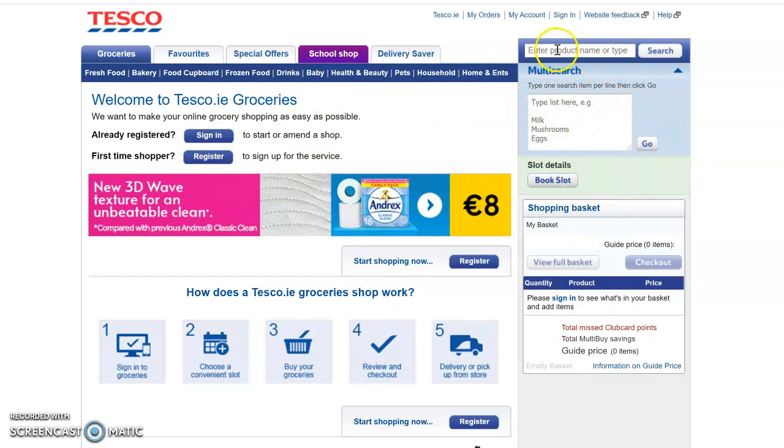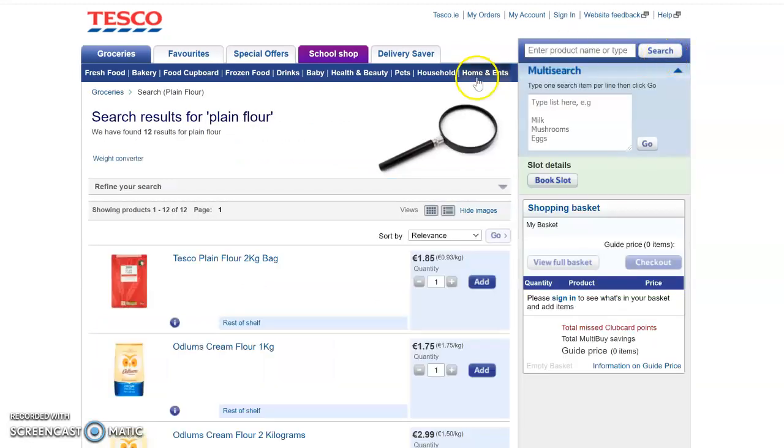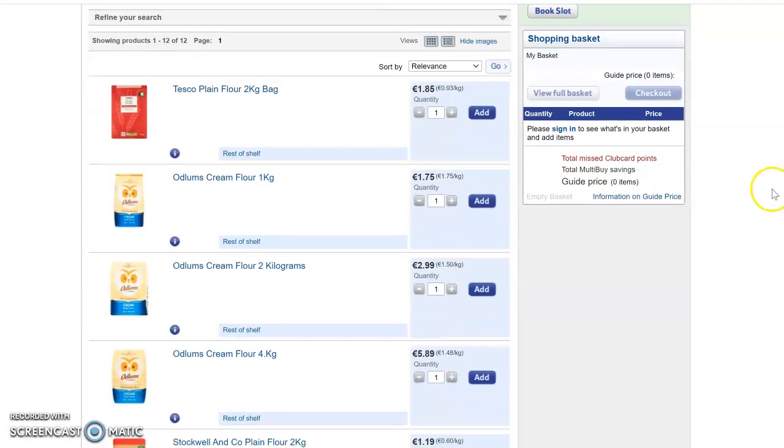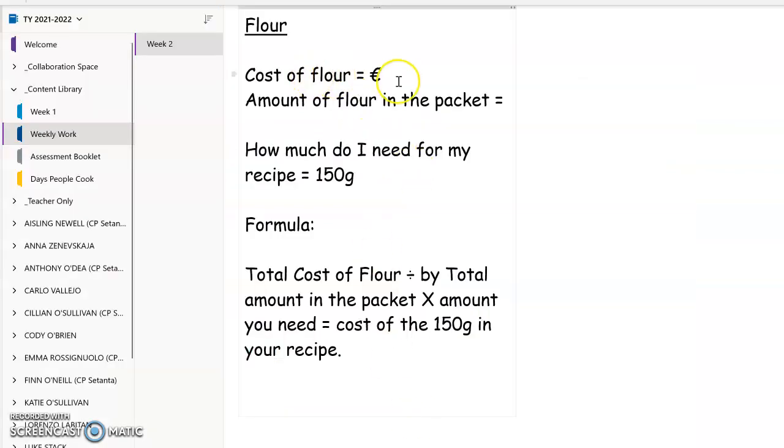So you can put in your product here. Let's just say plain flour, and click search. And normally the first one that comes up is your cheapest option. So you can see there, Tesco plain flour is 2 kg in the bag and it's €1.85. 1 kg of Odlums is €1.75. So for the sake of argument, we'll go with this first one. So 2 kg is €1.85. Okay, so the cost of the flour is €1.85.